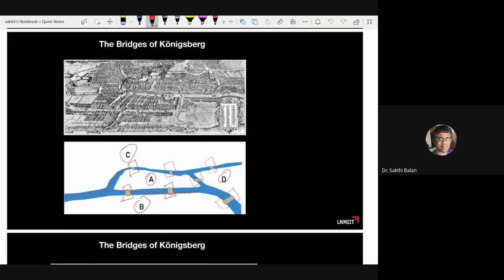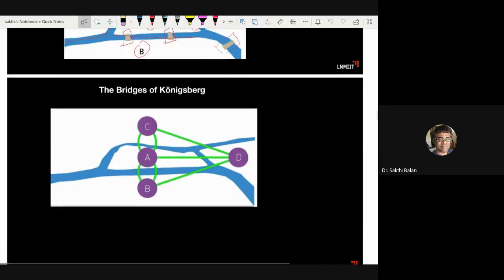That is what he told, and for that he did a kind of an abstract study. How did he abstract this problem out? So he took this kind of a graph for it actually. At that time it was not called a graph, but at a later point of time we started calling that a graph. So this is the abstract model.